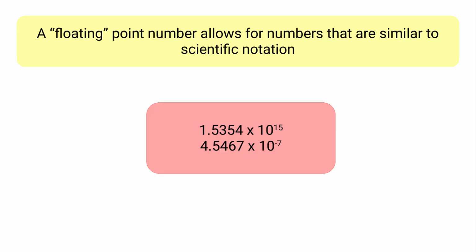Now, a floating point number is really similar to the scientific notation that we used in chemistry, where there's two parts. There's the significand, which in this first case is 1.53, and then you have an exponent, so it's 10 to the power of 15. So you can use this to represent really large or really small numbers without having to write out a lot of zeros.